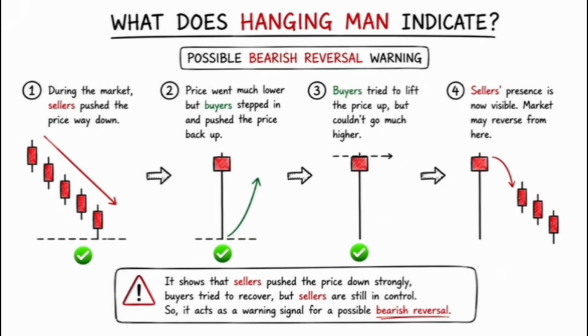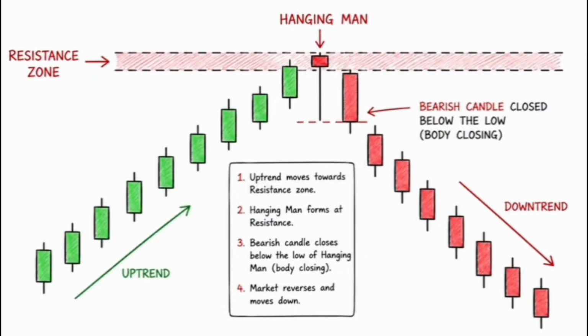For this reason, the hanging man is considered a potential bearish reversal warning signal. When this candle forms after an uptrend near a resistance zone, and the next bearish candle closes below the hanging man's low with a body close, the market is likely to reverse and move to the downside.